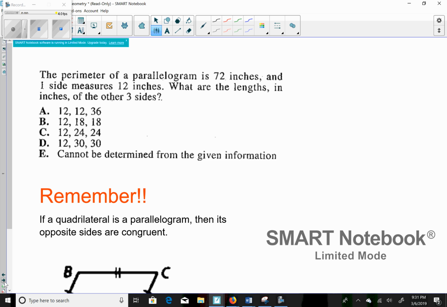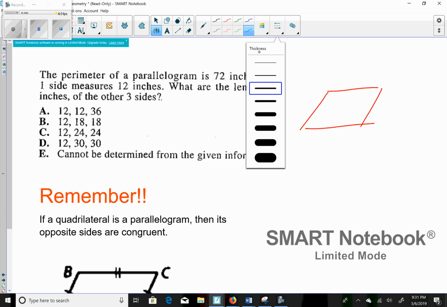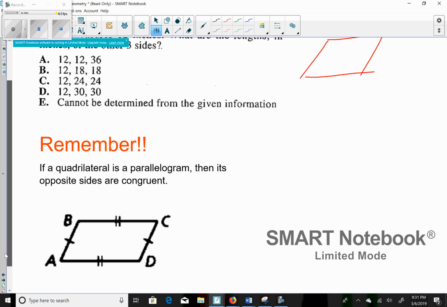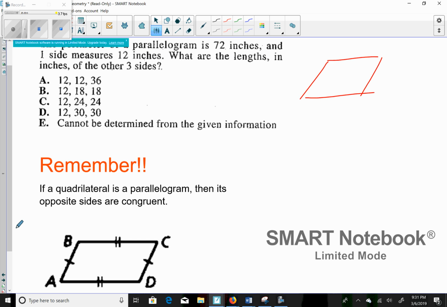Second one, you have a perimeter of a parallelogram of 72 inches. One side measures 12 inches. What are the lengths in inches of the other three sides? So I'm going to sketch a parallelogram. And if you don't remember your properties of parallelograms, they are down here, that the opposite sides are congruent. So if one side is 12, that means the other side has to be 12. So I'm going to write the other side in green, so I remember that that's the side that I found.